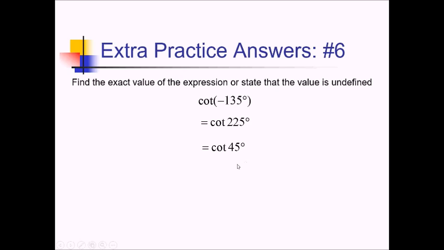Now I can rewrite this with sine and cosine. This is cosine of 45 over sine of 45. Those are both radical 2 over 2. So this whole thing comes out to 1.